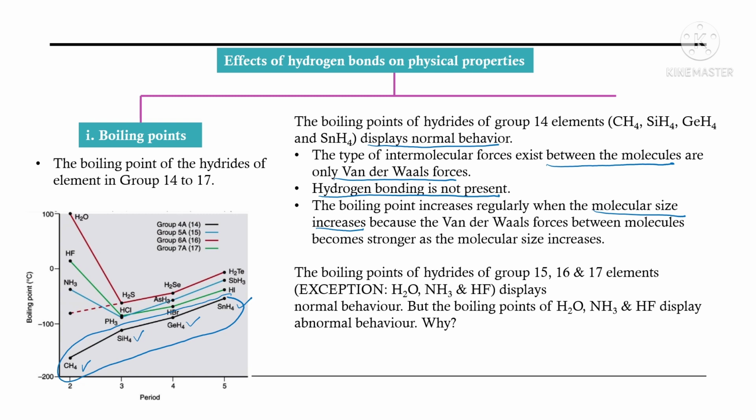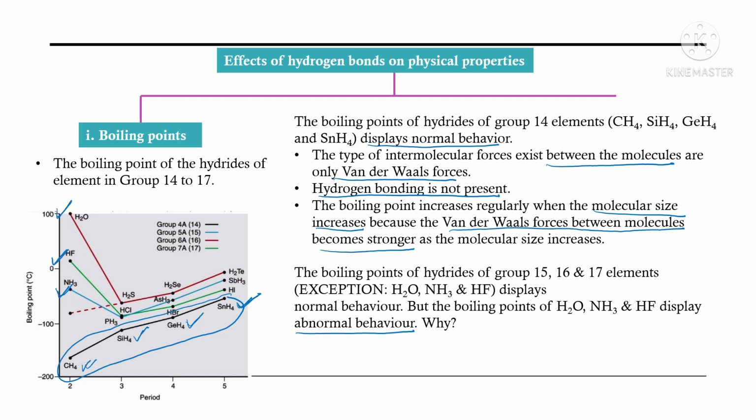As the molecular size increases, we expect the Van der Waals forces between molecules to become stronger from CH4 to SnH4. Therefore, the boiling point is expected to increase from CH4, SiH4, GeH4 to SnH4. However, if we look at group 15, group 16, and group 17, we see the abnormal behavior of ammonia, HF, and water.